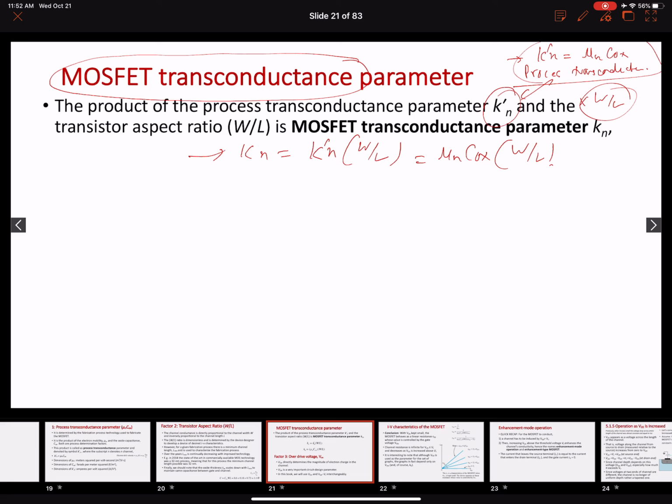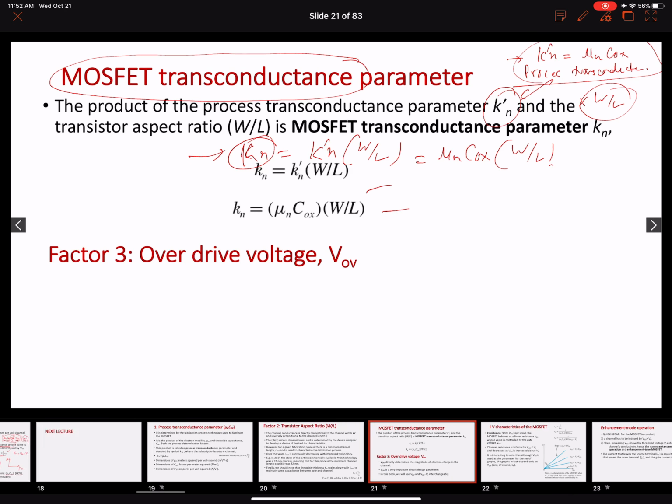However, please do remember the distinction between these two terminologies, because these specific notations will appear again and again in the exam problems, in the homeworks, and in the later part of the slides and lectures. So have this distinction clearly in mind: the process transconductance parameter is the mobility and the capacitance of the oxide, and the MOSFET transconductance is the product of the process transconductance multiplied by the aspect ratio, the width and the length of the channel. Okay, this is what I just wrote.